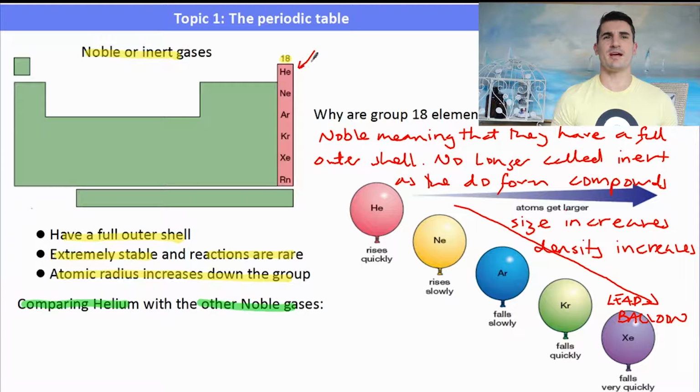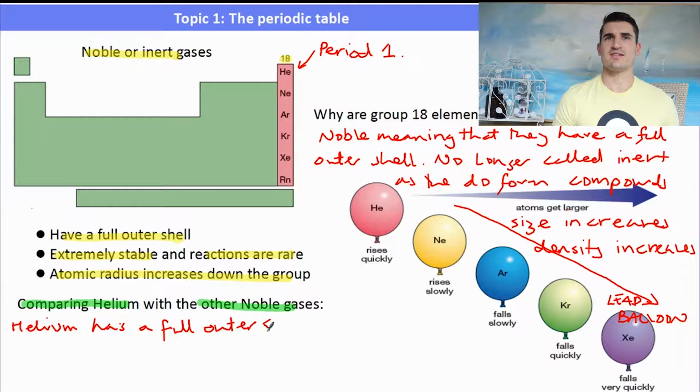One of the things we might be asked to do is compare helium with the other noble gases. So helium is in period 1, and period 1 can only contain 2 electrons, whereas all of the other noble gases, I've been saying, have 8 electrons in their outer shell. So why is helium different? How can we compare and contrast it? Well, in comparison to the noble gases, helium does have a full outer shell. It's just that the first shell can only contain 2 electrons, but it's full.